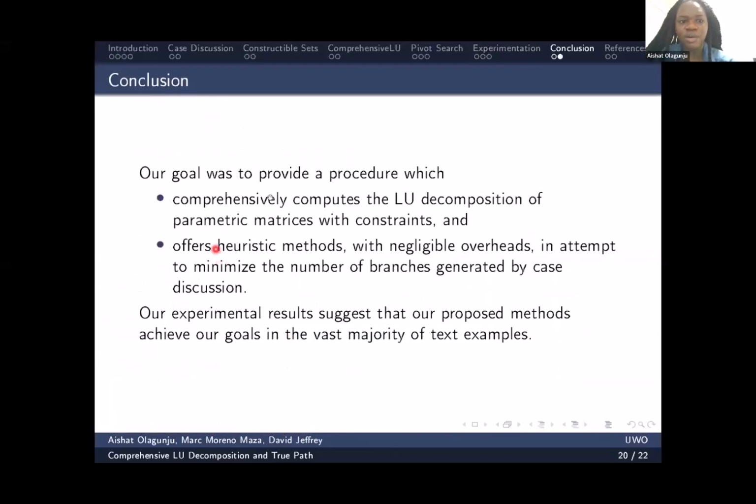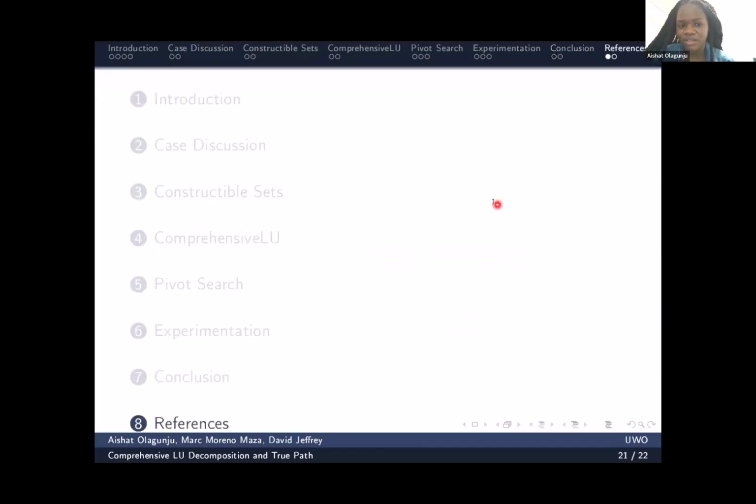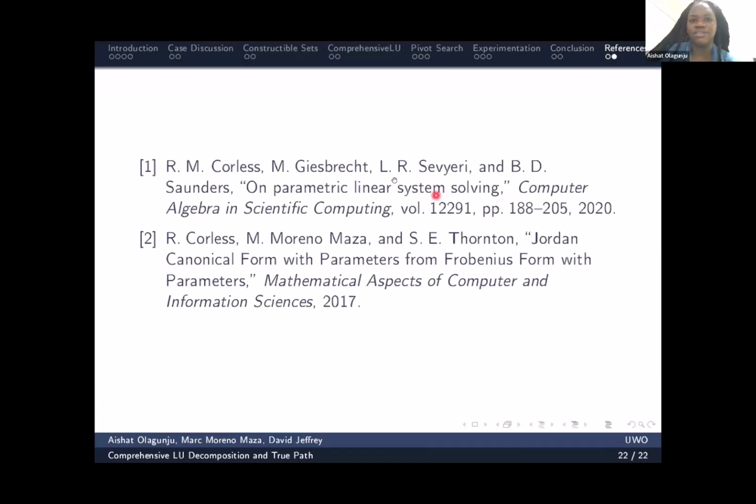So, conclusion. Our goal was to provide a procedure which comprehensively computes the LU decomposition of parametric matrices with constraints, and to offer heuristic methods with negligible overhead in an attempt to minimize the number of branches generated by the case discussion. With our experimental results, we have been able to achieve some parts of our goal. Thank you.